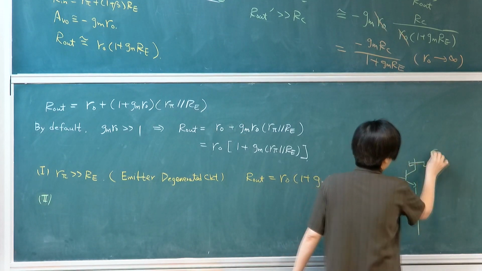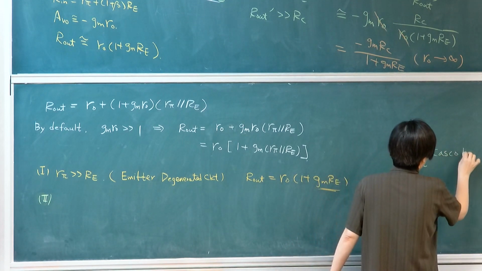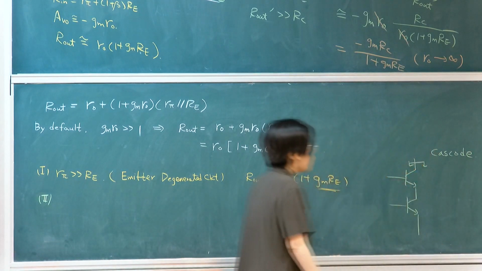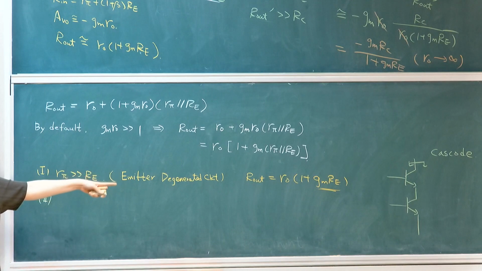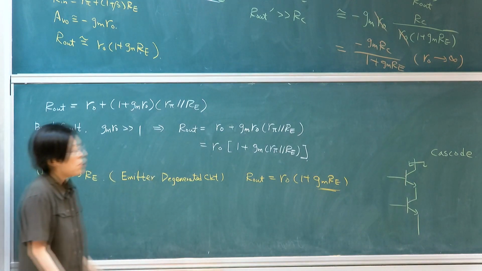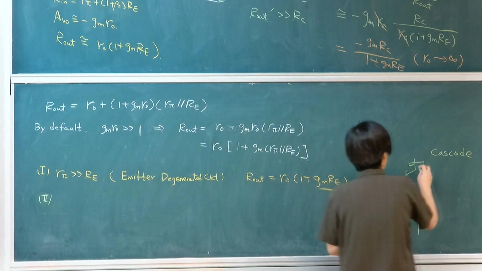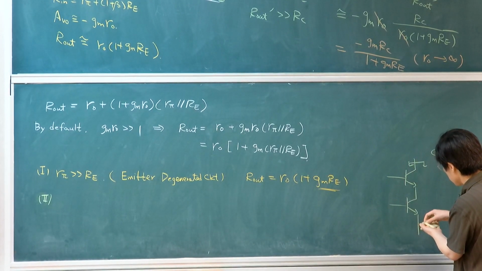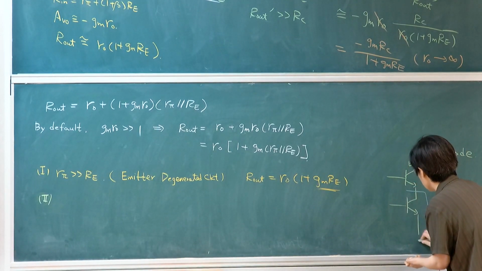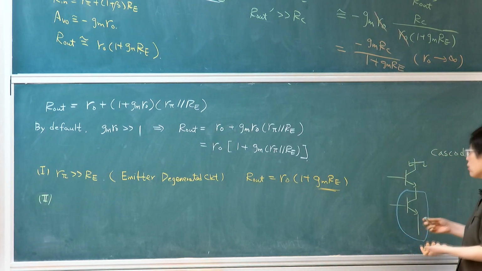We're going to talk about that. This is called a cascade. Even though we're not going to discuss this structure now, we're going to discuss this type of structure later. But in this case, you're looking down from here. Therefore, the effective RE can be a fairly large number.